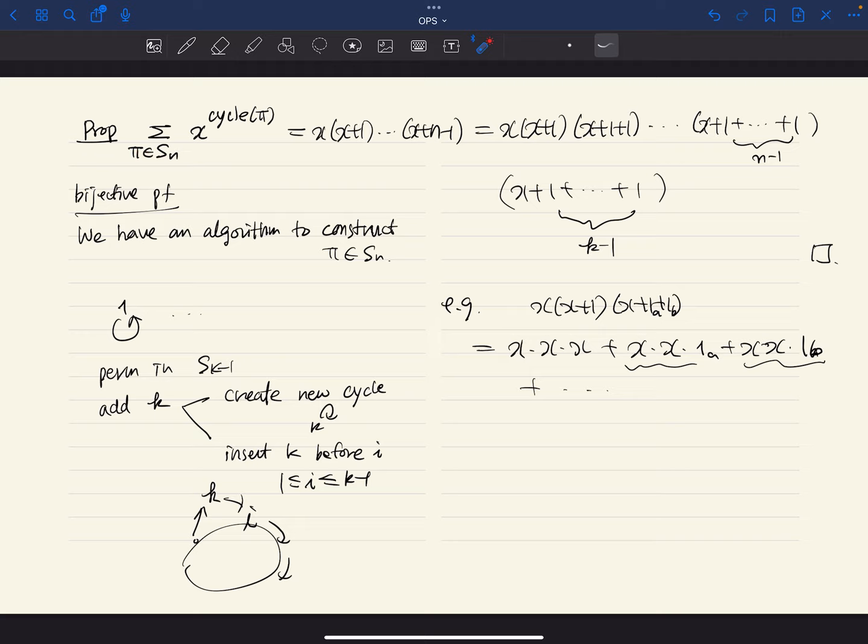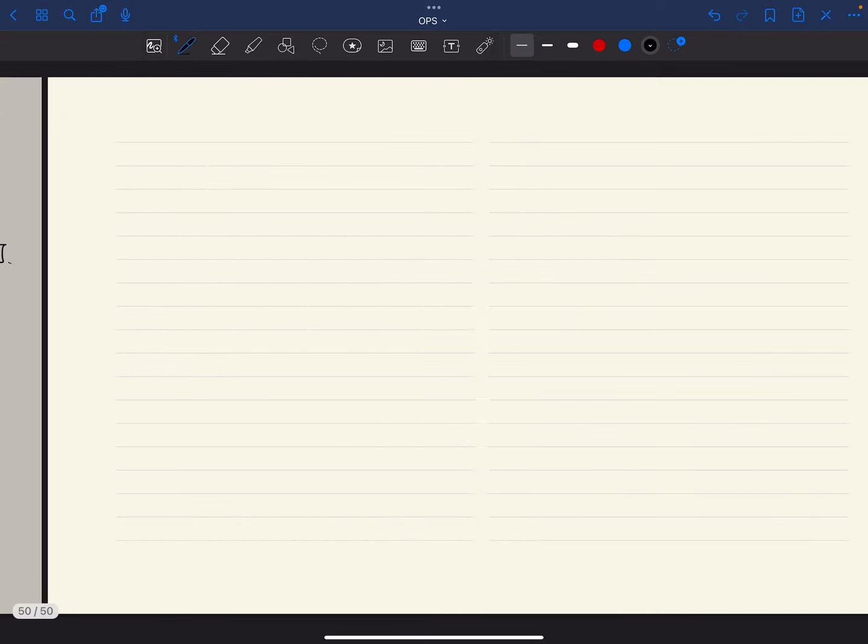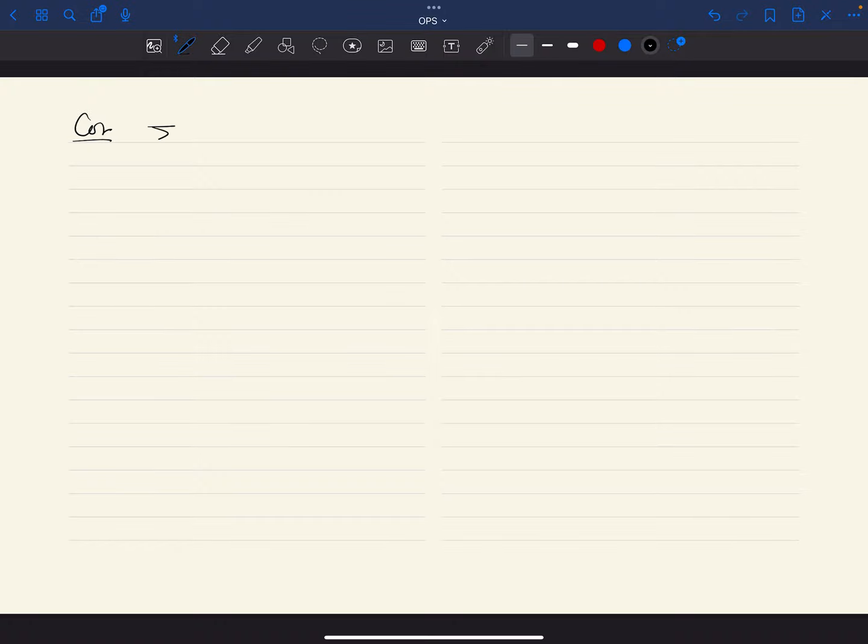So we found a bijection between all the terms here and all terms in the expansion, and they are equal term by term. So that's why they are the same. So this is an example of a bijective proof of an identity like this. We just combine the two sides together. And as a corollary, we have the summation, the generating function for the Stirling number of the first kind. Now this is correct.